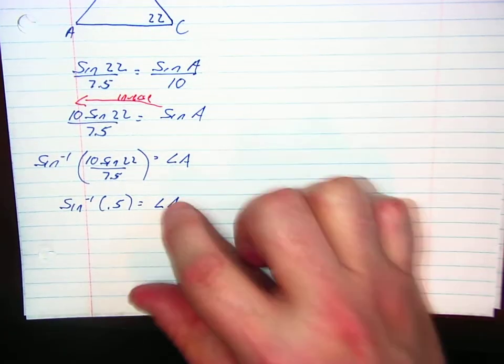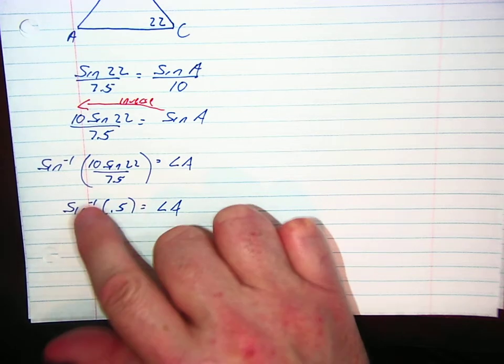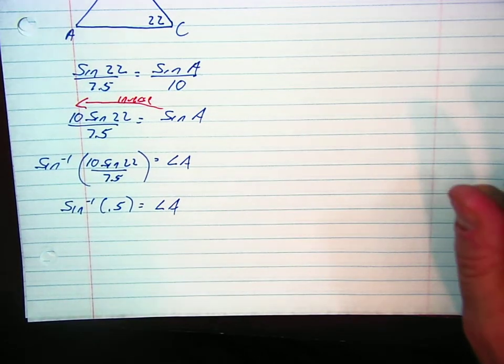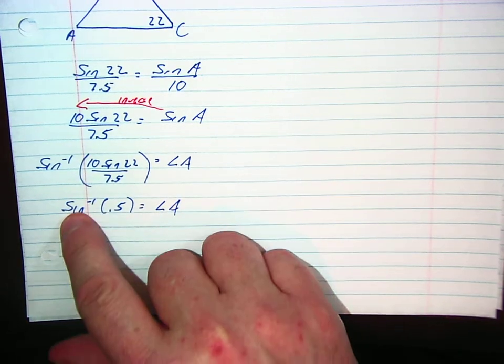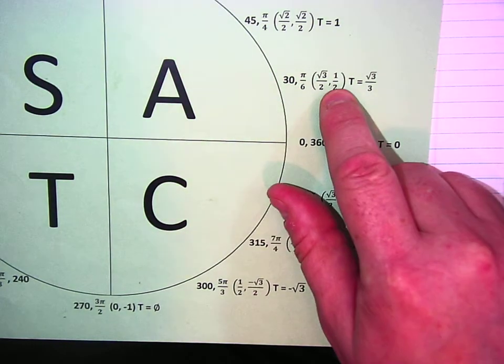Now I want you to think about what I'm asking to find here. I'm asking you to find the angle whose sine is 0.5, because inverse sine is just a button we use to find an angle. So what I'm really doing is going to my unit circle, and I'm going to find where sine is 0.5, which is a half. Here's our unit circle. Right there at 30 degrees is where sine is equal to 1/2.